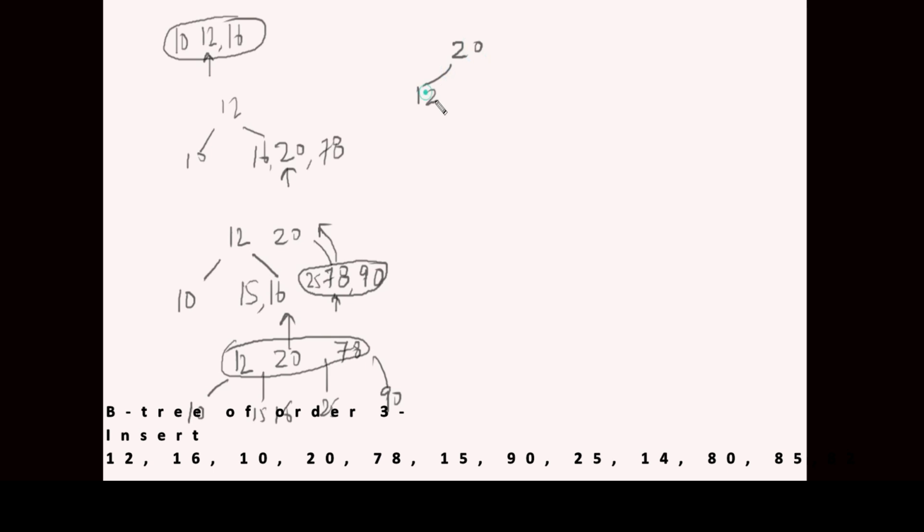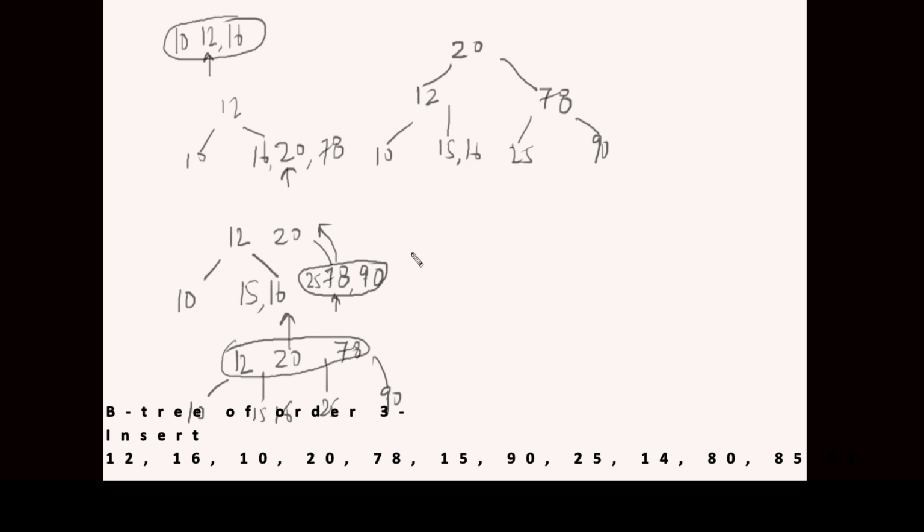We get this 12 here, and at the left of 12 is 10, and then we have 15, 16 here, and here we get 78. At the left of 78, we have 25, and the right of this is 90. So we are done with 25.